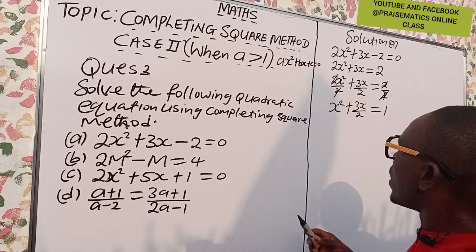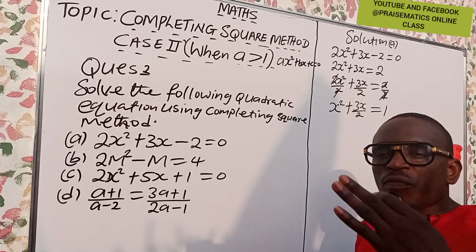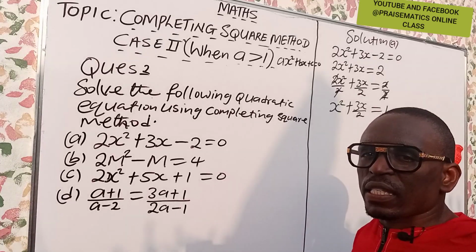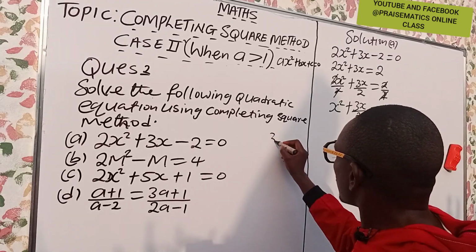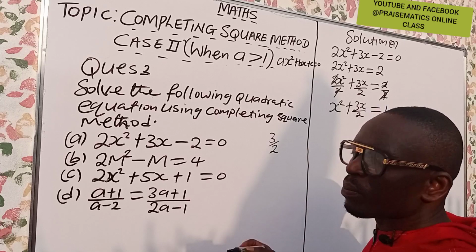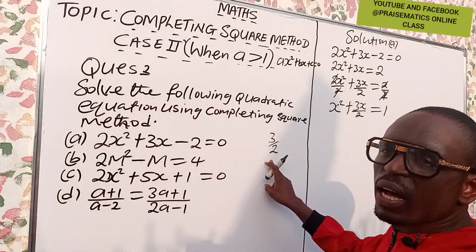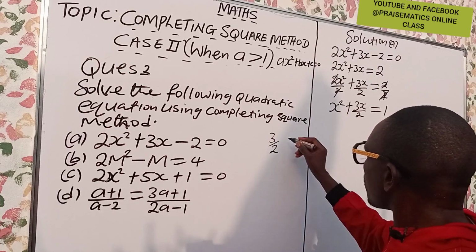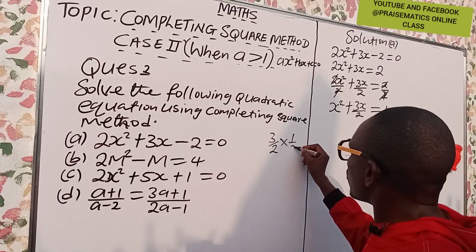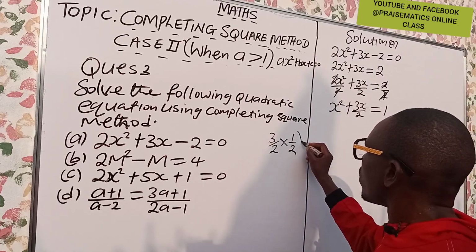But step 3 says factor out the coefficient of x, and the coefficient of x there is what? 3 over 2. Some books say bring out the coefficient of x. See the coefficient of x here. Multiply it by 1 over 2. This 1 over 2 is a constant. Multiply it by 1 over 2.